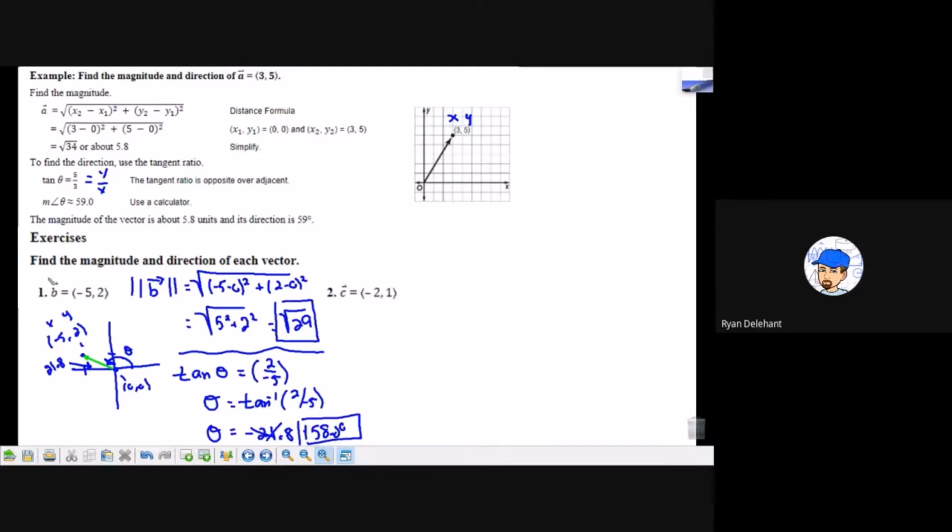Because another way to write this vector B is by its magnitude, which is the square root of 29, and its angle, because that is a magnitude, its distance, and then its angle tells us which direction it's pointing in. We would do the same thing here for C. Let's do that one on another slide.